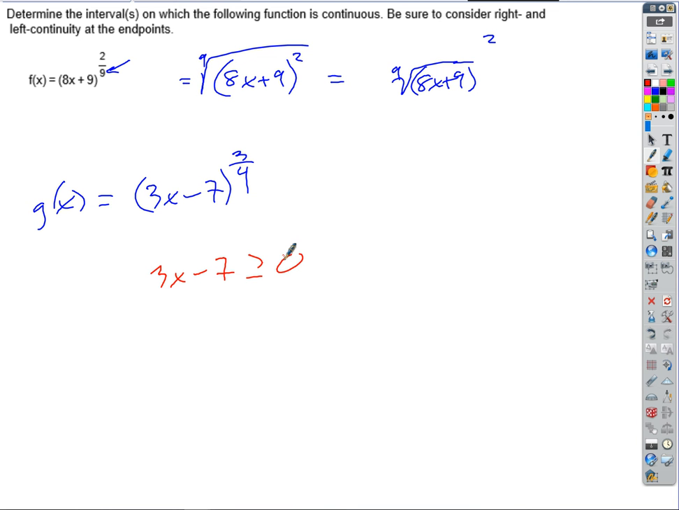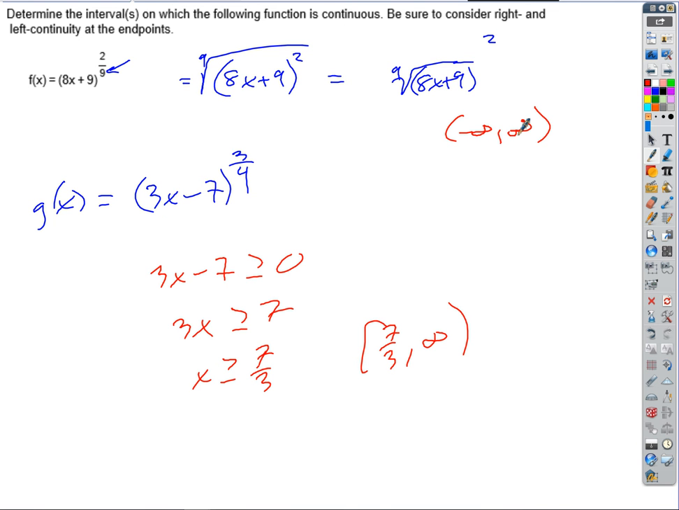When they say determine the intervals, what kind of notation are they wanting? Interval notation, right? So if we solve this one, we get 3x is greater than or equal to 7, so x is greater than or equal to 7/3, so it would just look like something like that. The first one is all real numbers, so it would just look like that. Like the bottom one. Yeah.